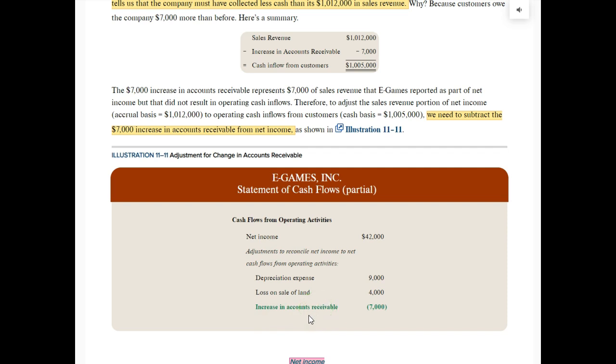Because you don't have the cash in your hand. The cash is tied up in receivables. You don't have it yet. So if receivables go up, there's cash you're going to collect in the future. You did not collect it this year. So subtract an increase in accounts receivable.